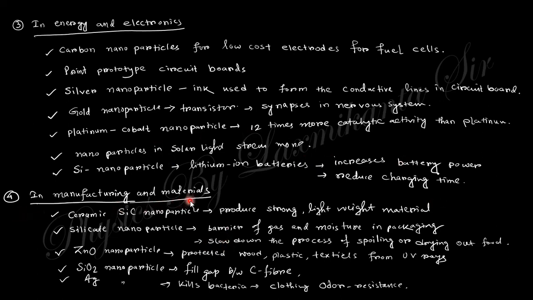Another is manufacturing and materials, that is the silicon carbonate nanoparticle, which produces strong lightweight material, that is its weight is light but it is strong. Silicate nanoparticles, you can see in the packages which are ordered from Flipkart, Amazon. You can see sometimes the material is packaged with a tiny packet which is silicon nanoparticle, which actually acts as a barrier to moisture and gas. So it reduces the spoiling and drying out of the food. So it's very useful, silicon nanoparticle.